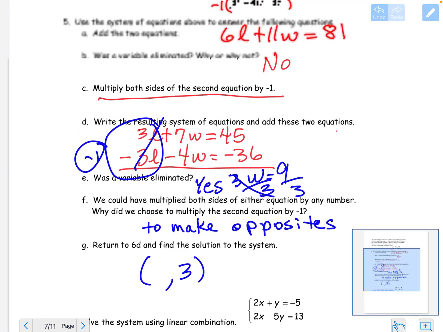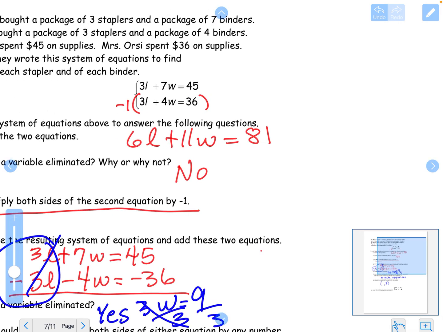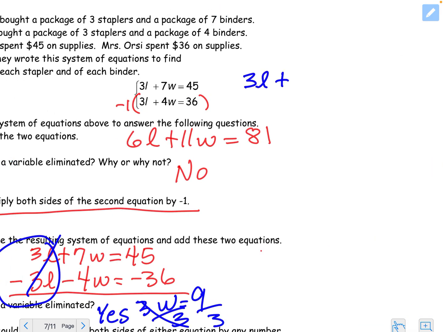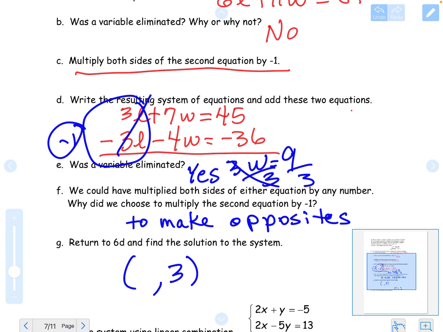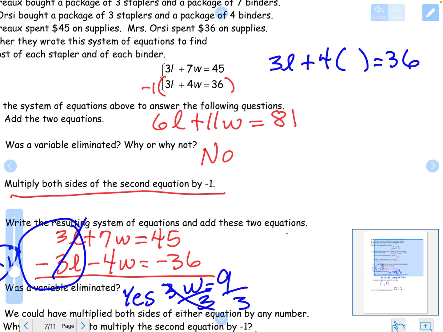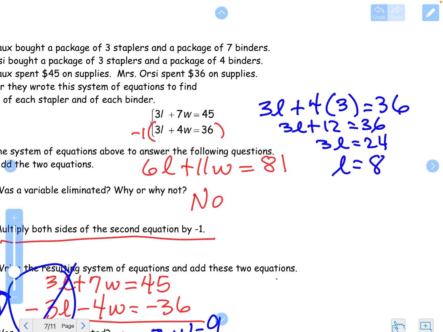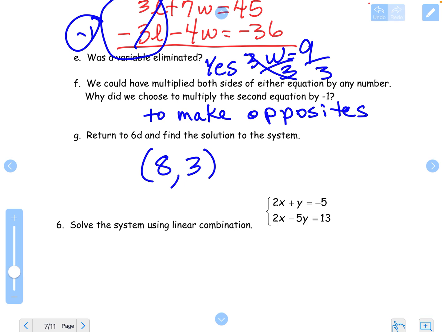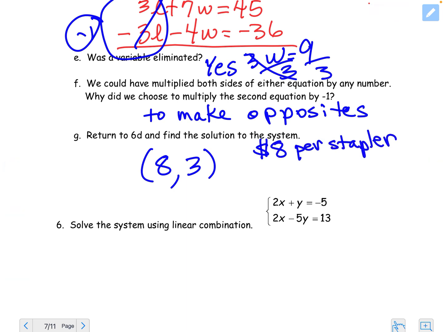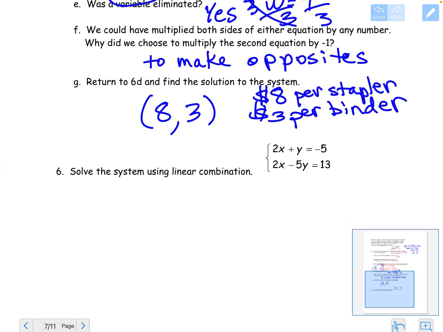Okay, let's substitute. So I say we always go back to one of the original equations. I'll just pick this second one to substitute. And what did we say? Okay, so we said W is 3. So 3L plus 12 equals 24. 3L equals 24. L equals 8. So it was $8 per stapler and $3 per binder, because it's a word situation.